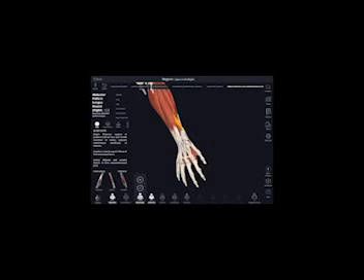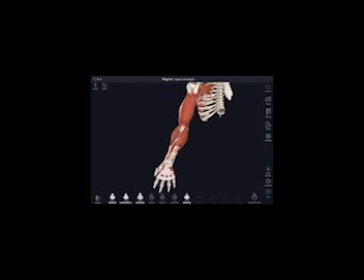Okay, I think this concludes the muscular portion of this lecture. So the last section of the video, let's talk about the neurological, the nerves of the forearm and the hands.